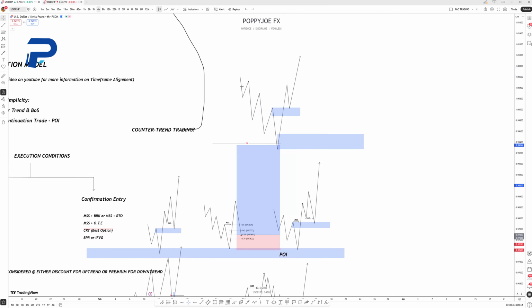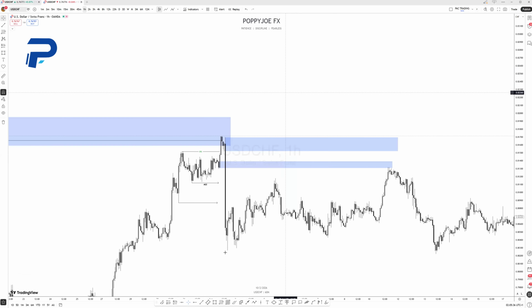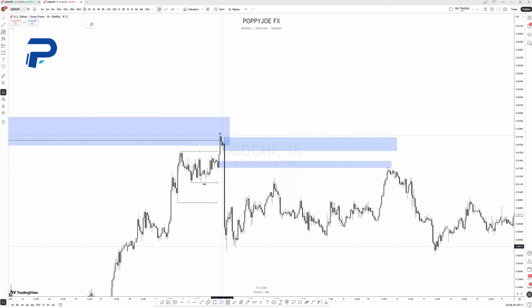Another thing you could have done is also using OTE from this low to this high. Let me apply OTE now. If I was going to apply it, I'll do it from the high to the low rather. Is it high to low? Let me check.